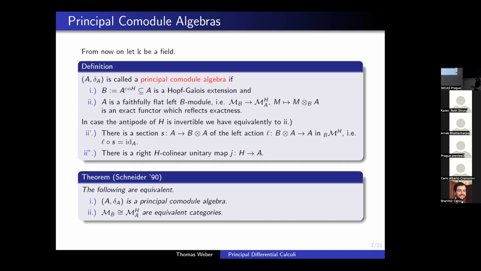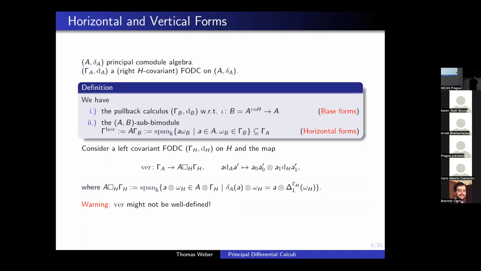Maybe to motivate this definition a little bit: Schneider tells us that if we have a principal comodule algebra, then the right B-modules and the relative Hopf modules are equivalent as categories. That's quite a useful theorem. Having a principal comodule algebra, we can talk about base forms and horizontal forms.